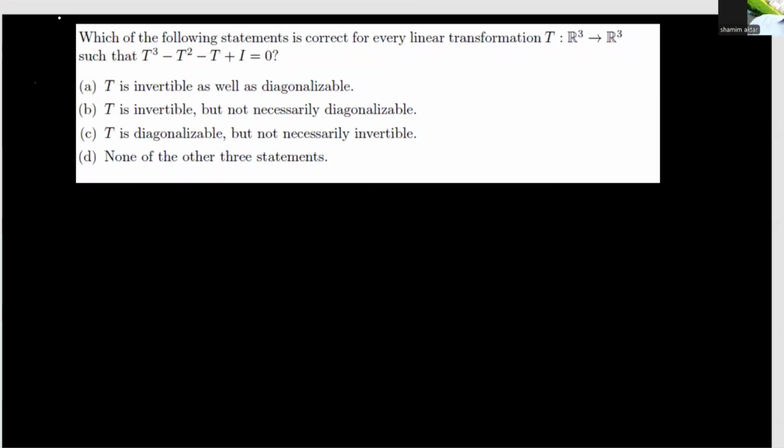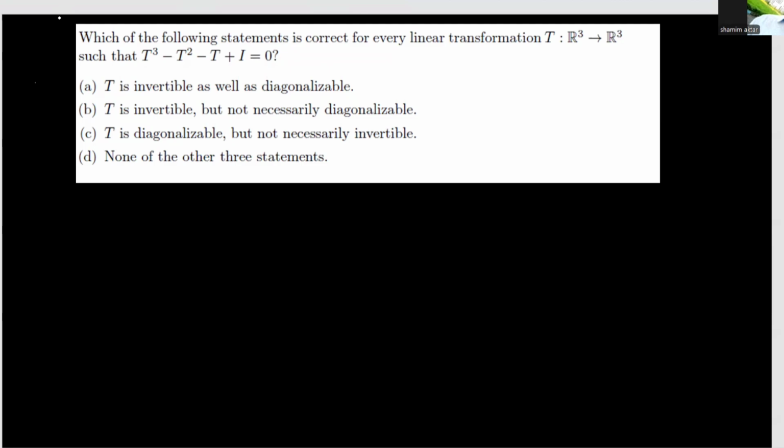Today we will discuss a TIFR exam question. The question is: given that every linear transformation T from R3 to R3 satisfies the condition T cube minus T square minus T plus I equal to 0, is the transformation T invertible or not, and diagonalizable or not? This is the question.